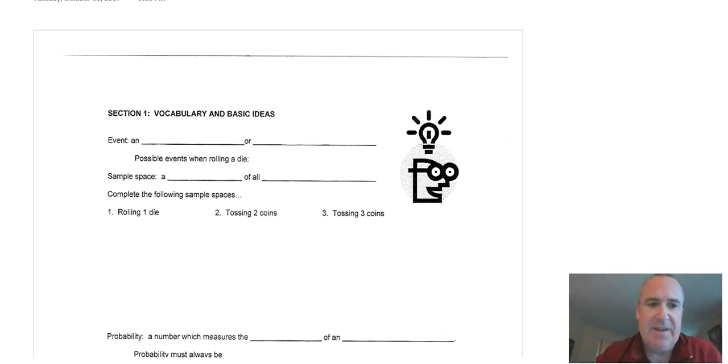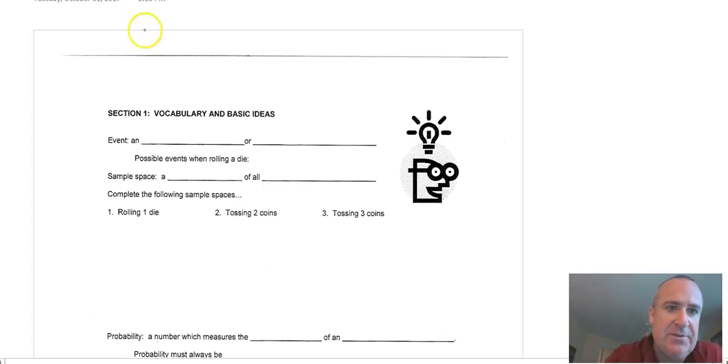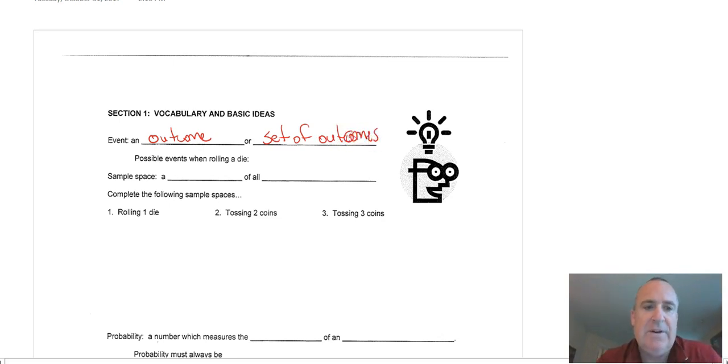So first, event. An event is an outcome, and I'm going to write this in there as well as you're following along. An outcome or a set of outcomes. So for example, if you roll a die, you could get a one, that would be an outcome, or you could get a four, that would be an outcome. So for example, down here, rolling one die, what outcomes are possible? You could get a one, a two, a three, a four, a five, a six. Any of those are possible outcomes for rolling a die.